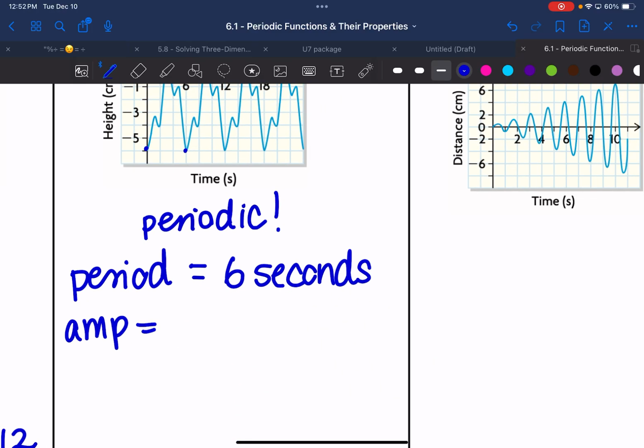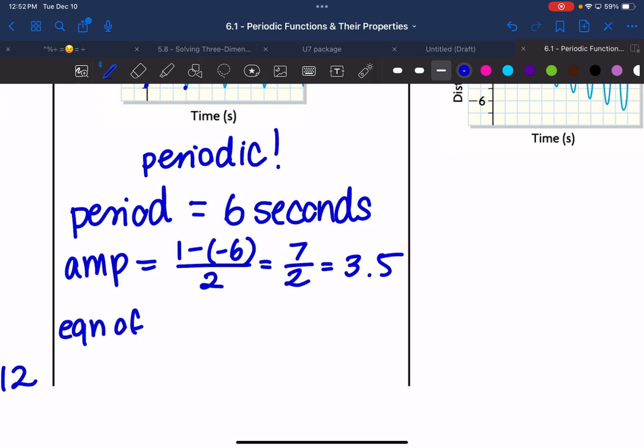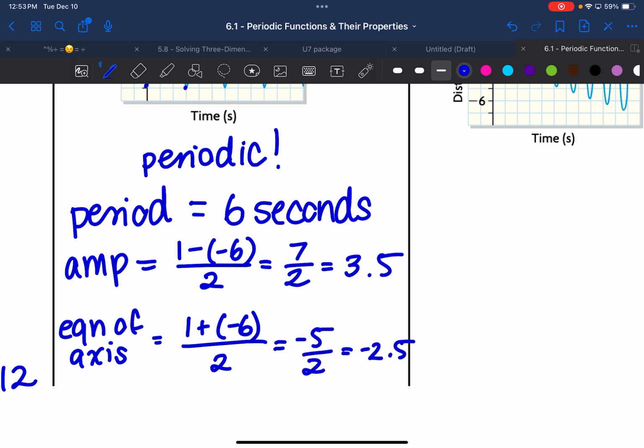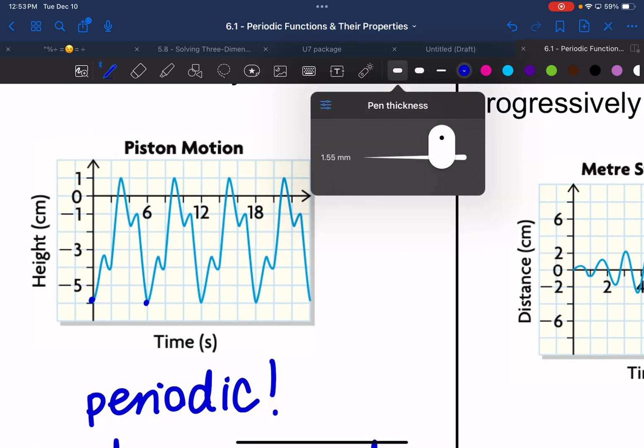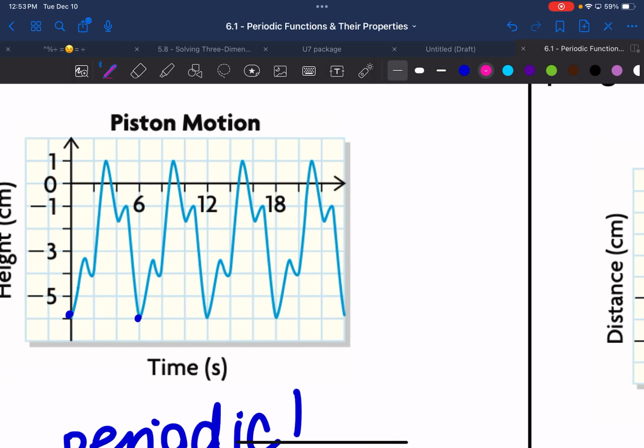-6. Perfect. So we're going to do 1 minus -6 for the amplitude, divided by 2, which becomes 1 plus 6. So this is just going to be 7 over 2, or 3.5. So that's my amplitude. And then for the equation of axis, or my midline, we're going to add the 2 numbers. So we're going to do 1 plus -6, or 1 minus 6, which gives us -5 over 2, so -2.5. That's the value where, if I went here on the graph, I could cut this perfectly in half. This is my midpoint.